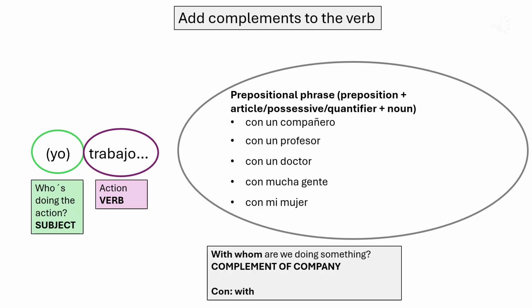So I can have yo trabajo con un compañero. I work with a partner. Yo trabajo con un profesor. I work with a teacher. Yo trabajo con un doctor. With a doctor. Yo trabajo con mucha gente. With a lot of people. Yo trabajo con mi mujer. I work with my wife.